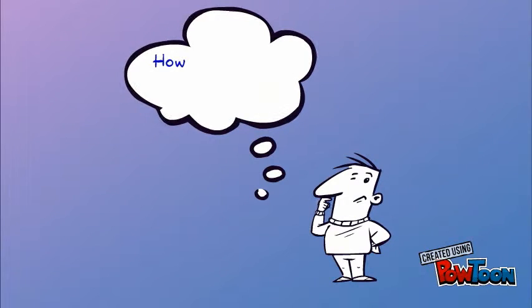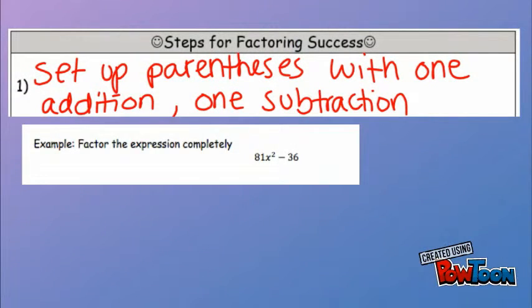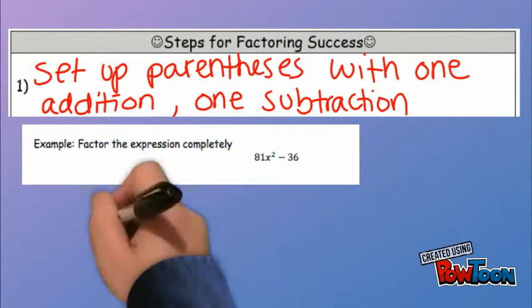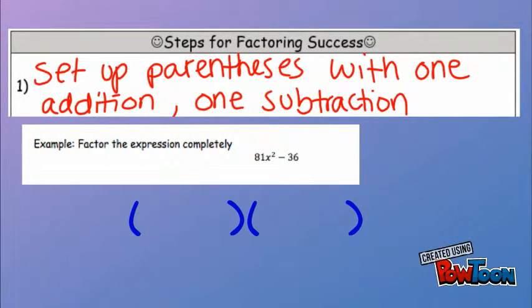Okay, I got it. How does it work? Step 1. Set up your parentheses just like we get our final answer for factoring. In this case, because we are multiplying to get a negative, we need one to be a plus and one to be a minus, because a positive times a negative gives us that negative which is in the middle.